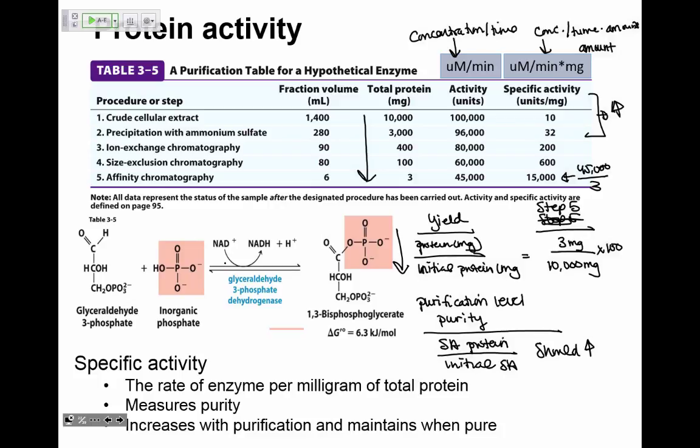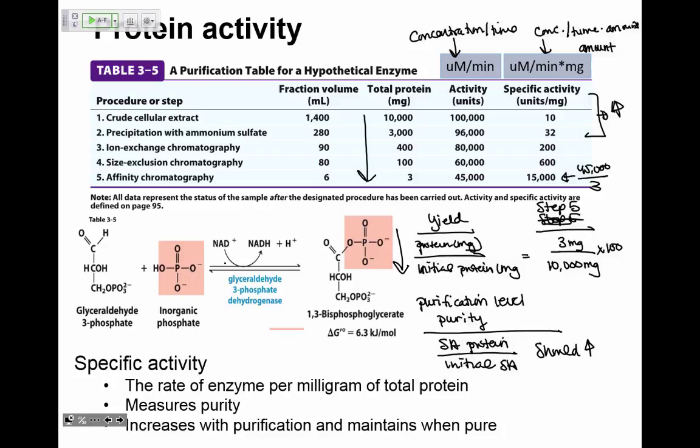All right, so specific activity, I think we've talked about, is the rate of enzyme per unit of time per milligram of total protein, and it measures purity. So you can measure purity by doing an activity assay or by running a gel. Okay, those are two ways that you can do it. Yes, Stephanie?